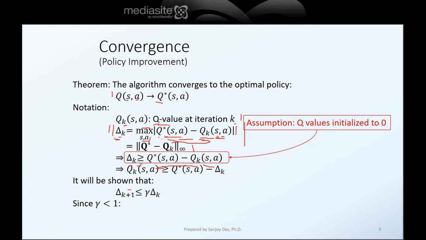Since gamma is less than 1, this implies that delta K plus 1 is going to be less than or equal to a fraction of delta K, which is going to be less than or equal to a fraction of delta K minus 1 and so on, which implies that as K approaches infinity, the deltas keep shrinking and they will approach 0. Now when delta approaches 0, that means that there is no difference between the Q stars and the QKs, in which case we have converged. So this is exactly what we have to prove.